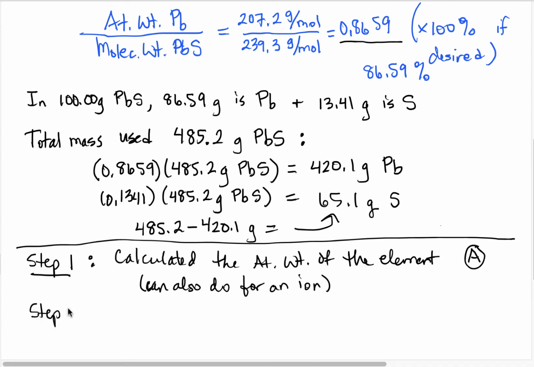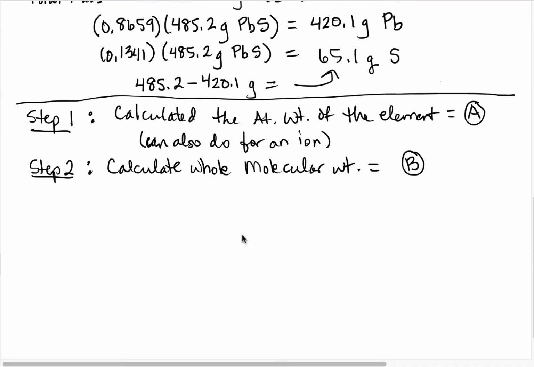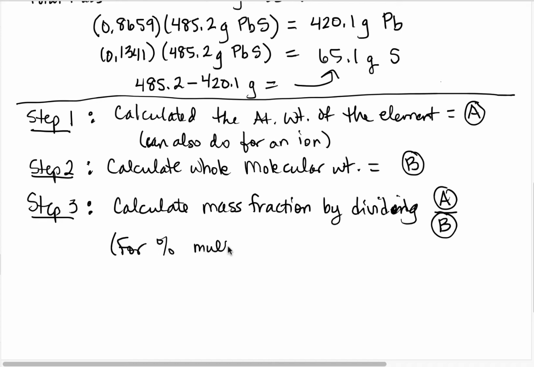All right, so that was step 1. We calculated the whole molecular weight, and that I'm going to call B. For step 3, we calculated the fraction, dividing A by B. And then if you want percentages, we multiply by 100%.